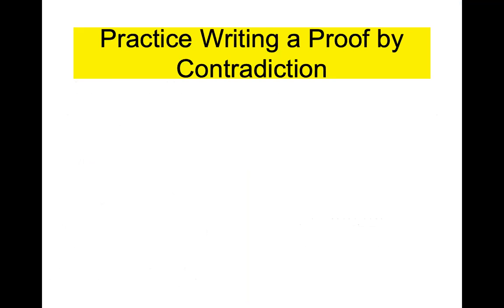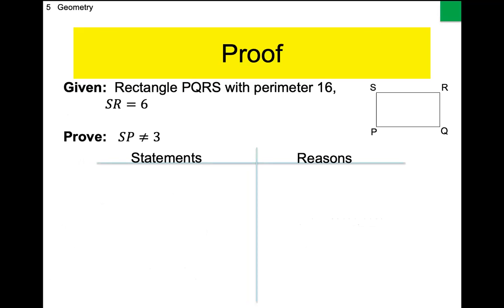So, practice writing proof by contradiction. We're just going to do another one, and that's going to be our practice. This one is the easiest of the three that we've done so far. You're given that PQRS is a rectangle this time, and the perimeter of PQRS is 16, and that one of the sides, SR, the top one right here, is equal to 6. Somehow we're supposed to prove that SP is not equal to 3?